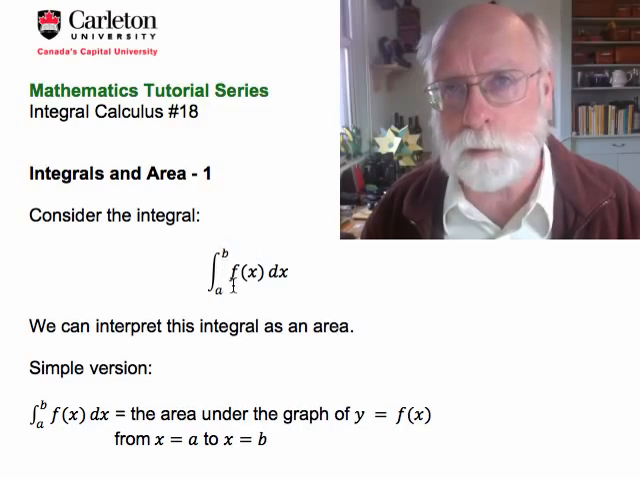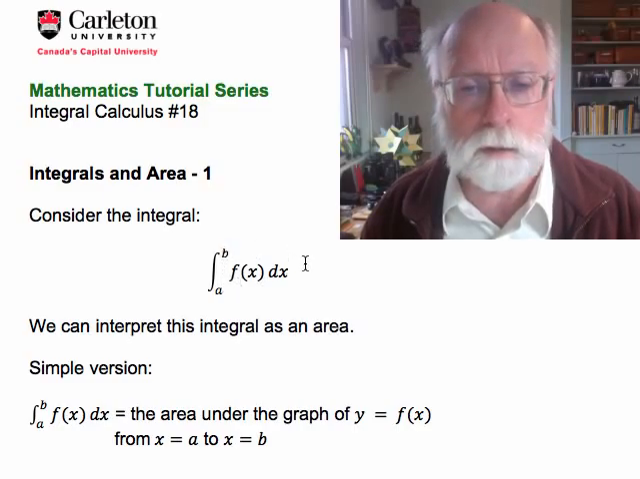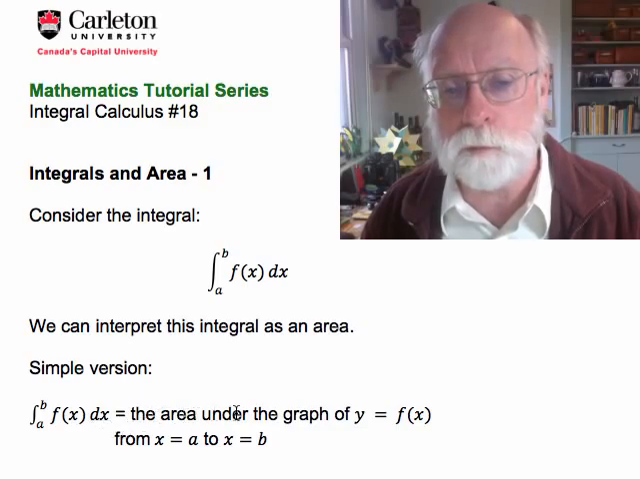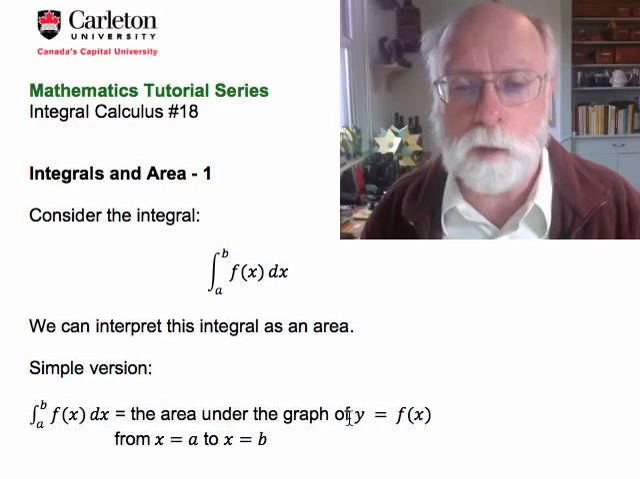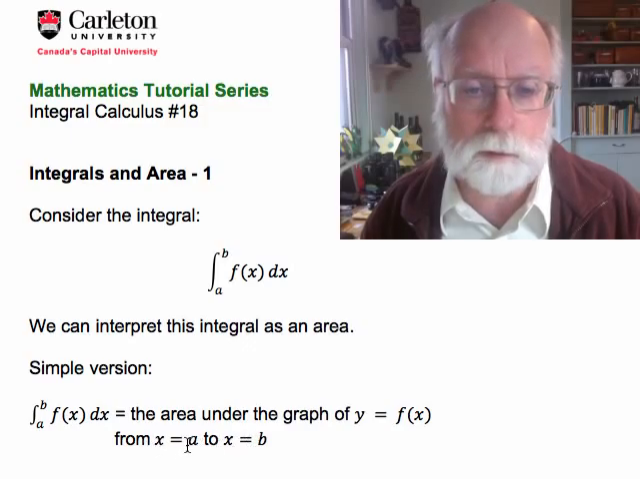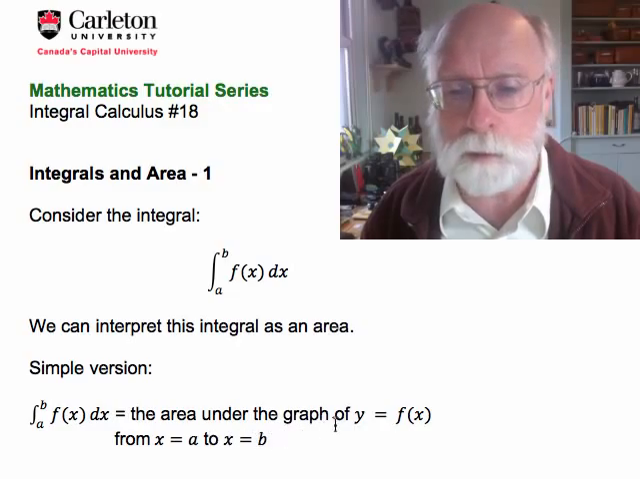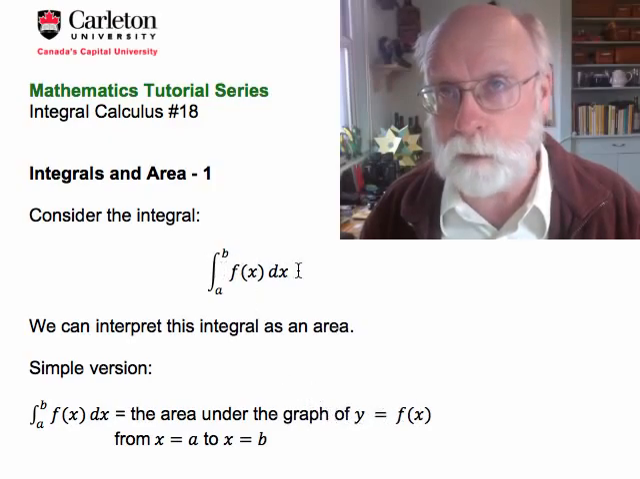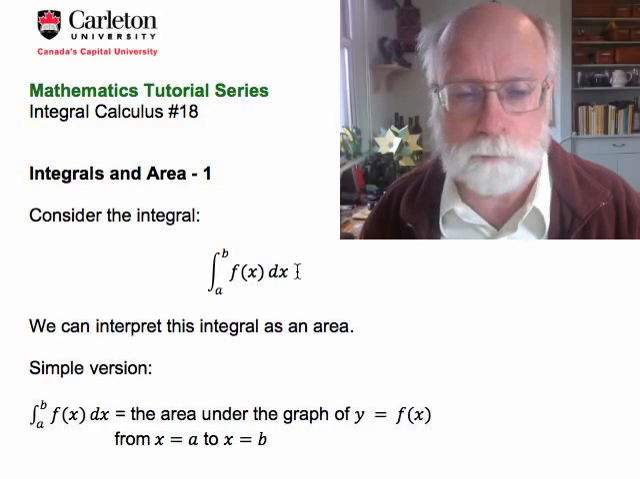And we can interpret this as an area, and we do it in a very simple way by saying that the integral between a and b of f of x dx is equal to the area under the graph of y equals f of x from x equals a to x equals b. So between these two x values, a and b, if we want to calculate the area under this graph, we do it by calculating this definite integral, which we know is some number.